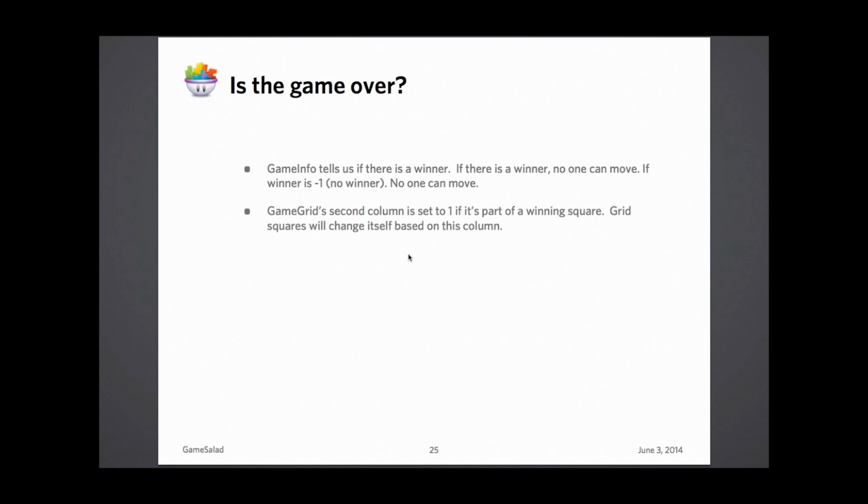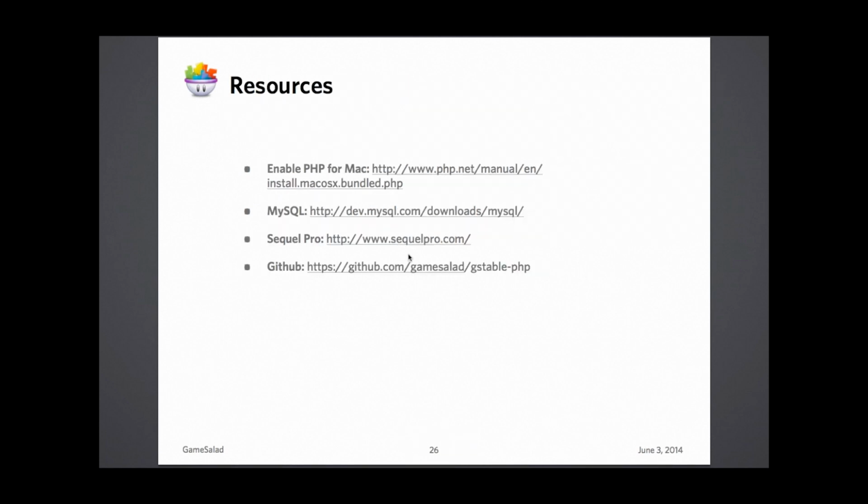In the last bit, the game grid second column is set to, then after you've made your game info call, the game will make a game grid call. And if there's a winner, the game grid call will populate that win column with all the grids that are marked for a win, which will allow the grid box to update itself.